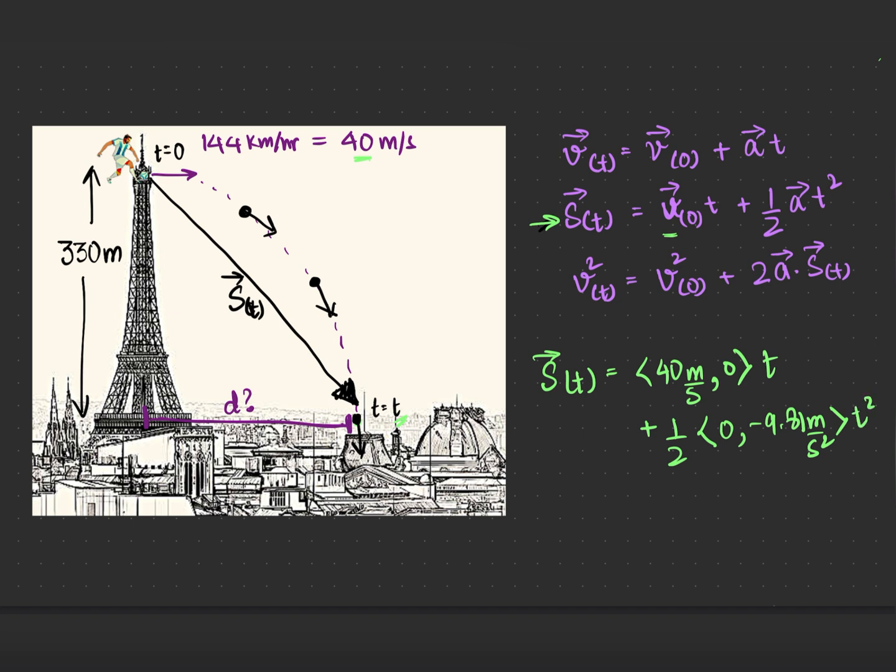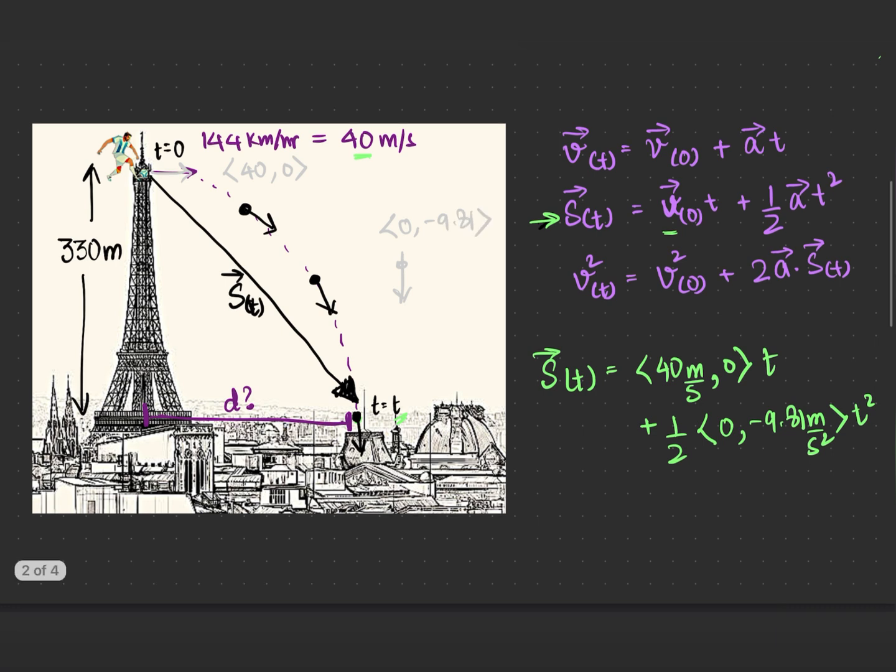Now, how have I written this equation? We have used the fact that the initial velocity vector is always pointing in the x direction. So its vector is going to be 40, 0. The gravitational force is always downward, and we will have a negative value for the y component of the force.